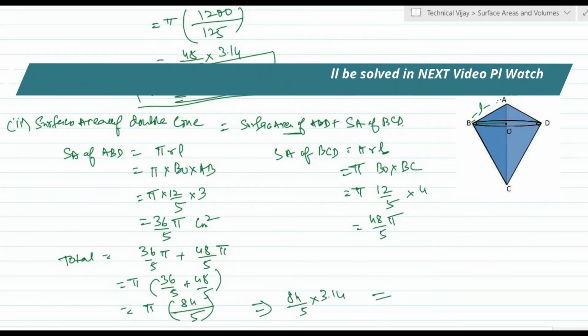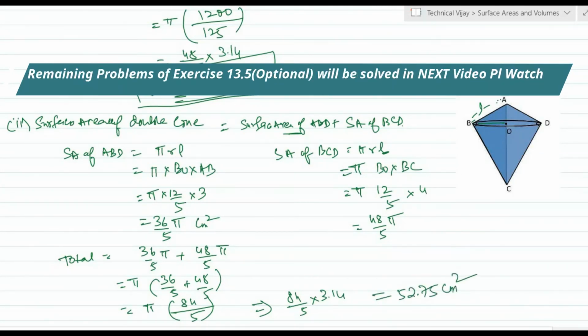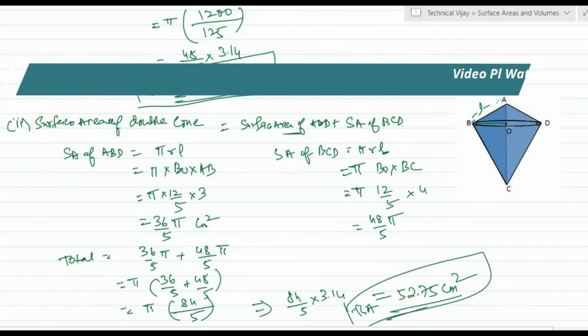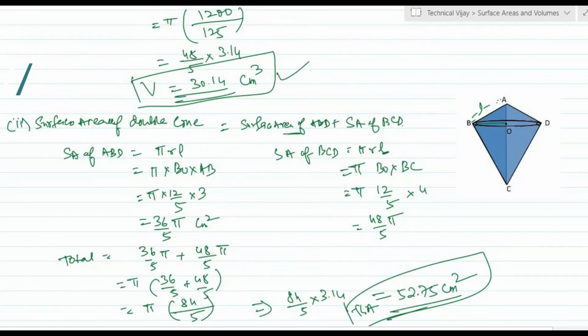So this comes to 52.75 square centimeter. So this is total surface area. This is total volume.